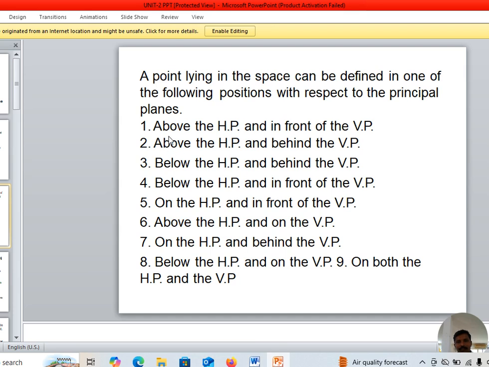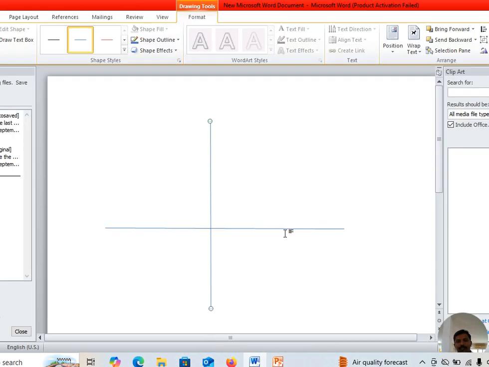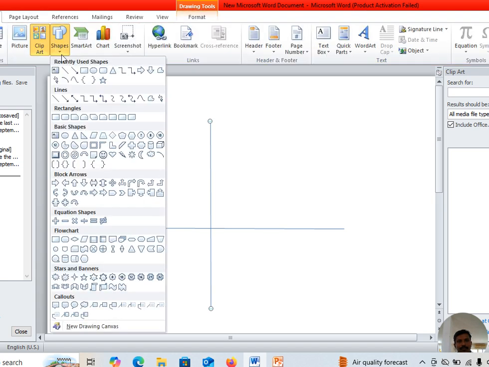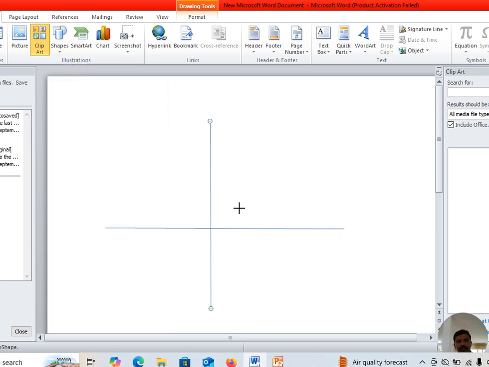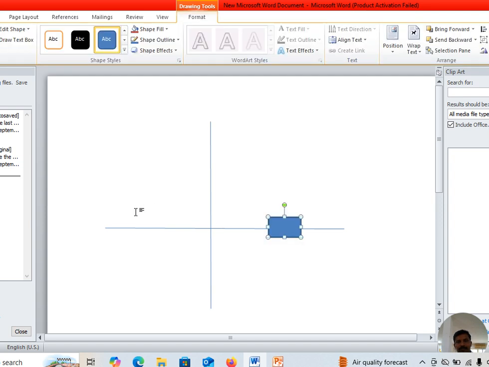Here the four conditions are covered: above the HP, in front of the VP, behind the VP, below the HP, behind the VP, and in front of the VP. And the fifth point is on the HP and in front of the VP. It means the object is here. For example, I am taking one object, a square or rectangular object. One rectangular object is here. It means the object is on the HP and in front of the VP.